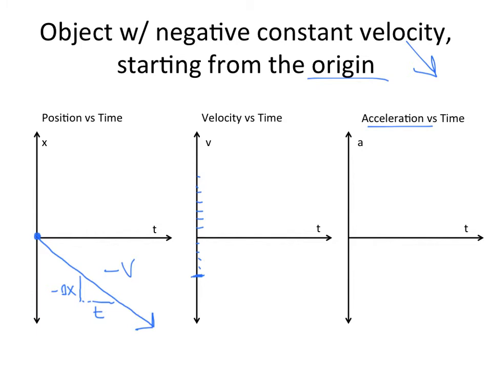And since this slope is constant, let's make this into a constant negative y value right there. All right, so that's a negative v something. I don't know what it is, but it's not changing.